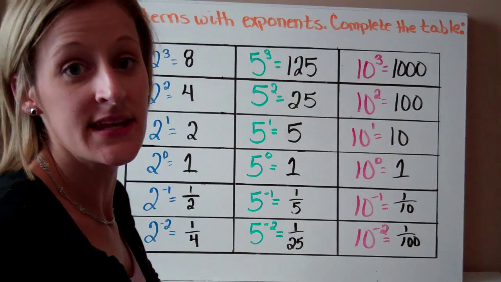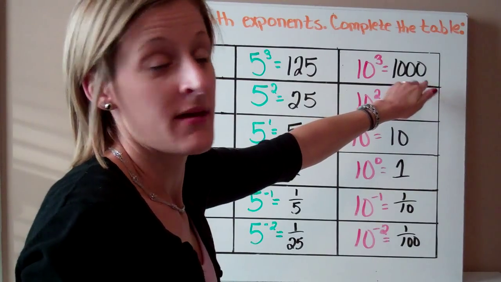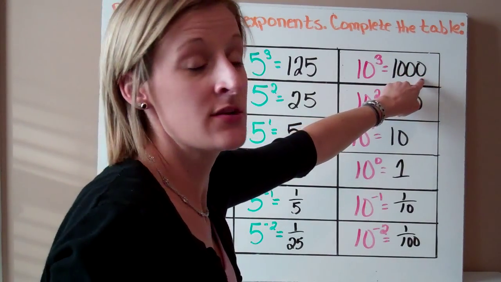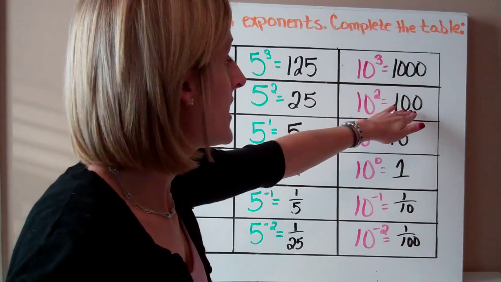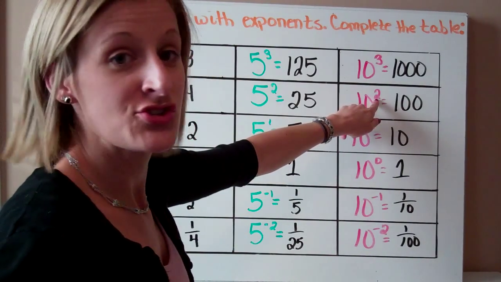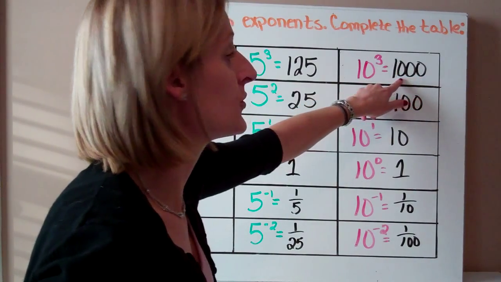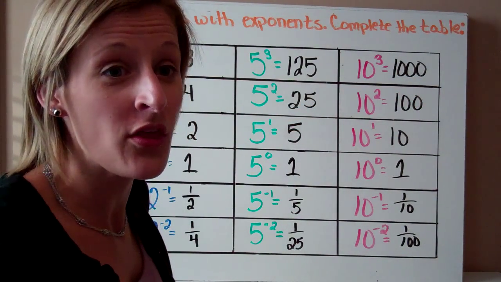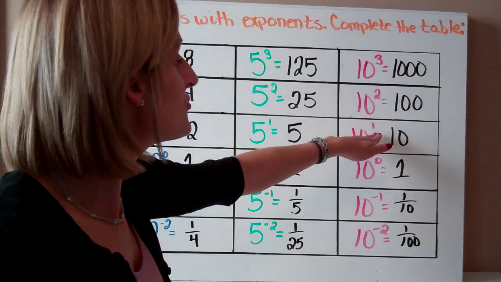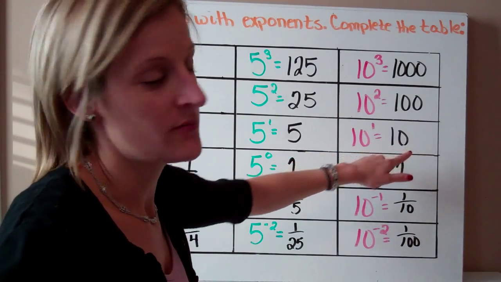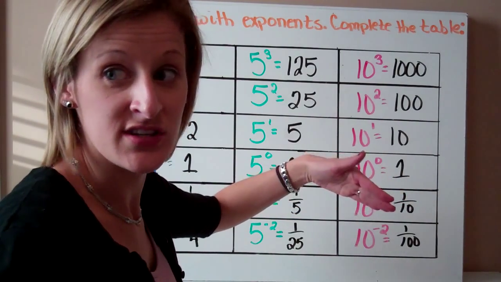Now with the power of 10, 10 to the third is 1,000. That means you have your 1 and then 3 zeros. 10 to the second is 100, which means you have your 1 and 2 zeros. Notice the exponent is how many zeros you have. So if I did 10 to the fourth, I'm willing to bet it's going to be 1 with 4 zeros. 10 to the first, we have 1 and 1 zero. 10 to the 0 means I just have 1 and no zeros.